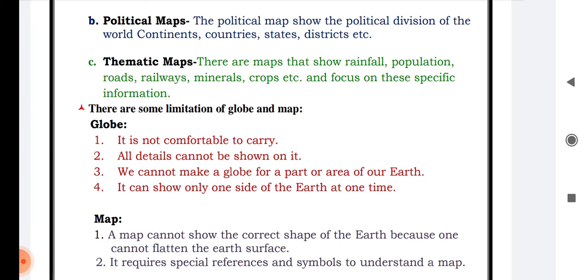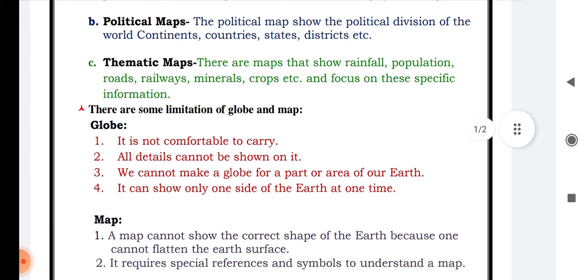Okay. So now there are certain limitations of the globe. Number 1. It is not comfortable to carry. Number 2. All details cannot be shown on it. Number 3. We cannot make a globe for a part or area of our Earth.